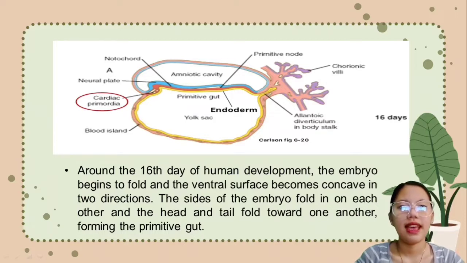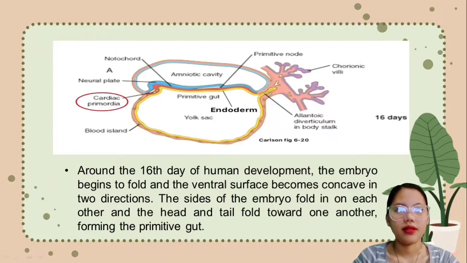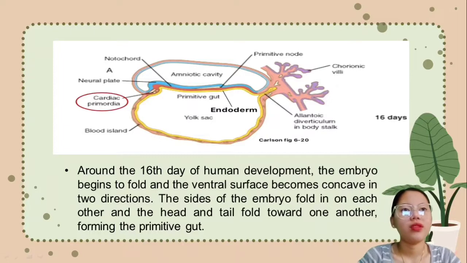Around the 16th day of human development, the embryo begins to fold and the ventral surface becomes concave in two directions. The sides of the embryo fold in on each other and the head and the tail fold forward toward one another, forming a primitive gut. So the gut is an endoderm-derived structure.